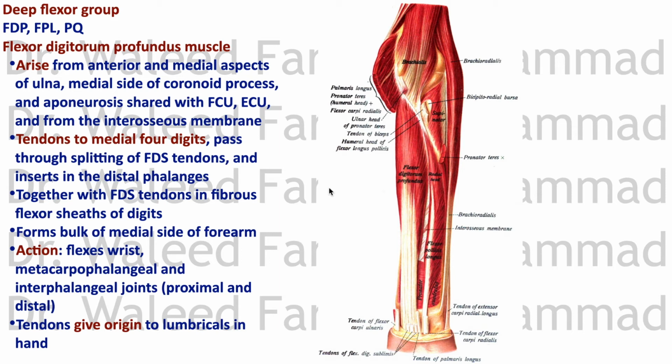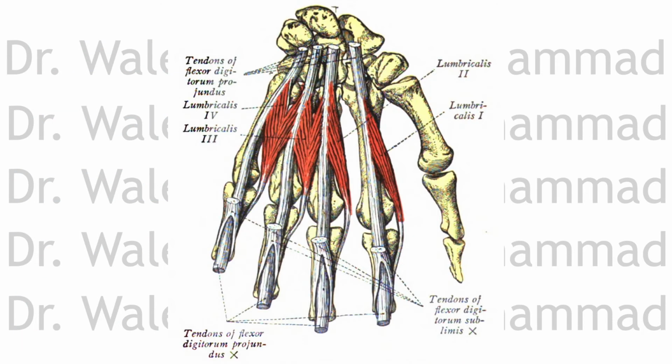Action of the muscle: it flexes the wrist, metacarpophalangeal and interphalangeal joints, the proximal and distal ones, and the tendons give origin to the lumbricals in the hand. Now, I did not talk about any superficial and deep sheaths like the flexor digitorum superficialis. The tendons are arranged beside each other, as you can see here. This is also the arrangement in the carpal tunnel. See, these are the tendons of the flexor digitorum profundus, giving origin to the lumbricals and passing through the splitting of the flexor digitorum superficialis.